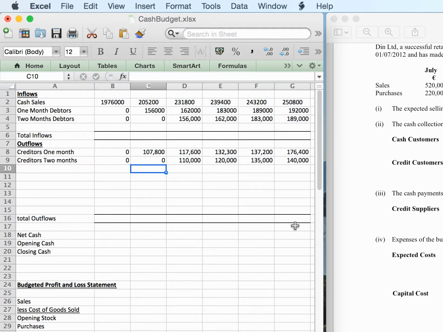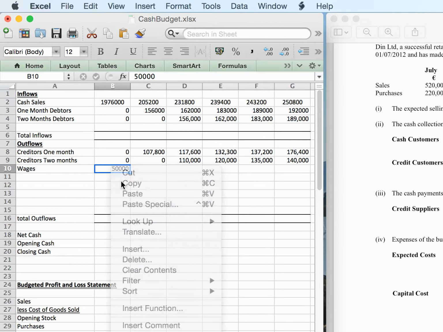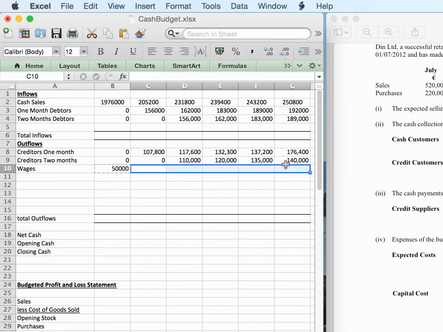Okay, so let's see, the cash payments, so we've done that. Expenses of the business will be, so wages is payable as incurred, so we have wages. Wages is 50 grand. So I'll just copy that and paste that into all the other months.